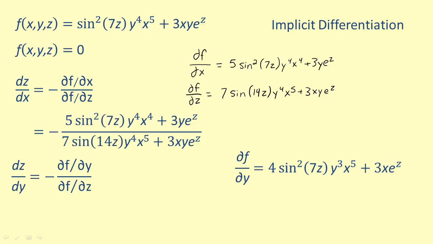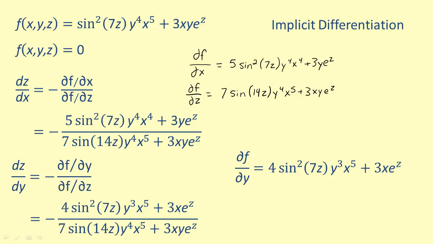Plugging this into the equation from the theorem, we find that dz/dy is the opposite of 4 sine squared quantity 7z y to the third x to the fifth, plus 3xe to the z, all over 7 sine quantity 14z y to the fourth x to the fifth, plus 3xye to the z.